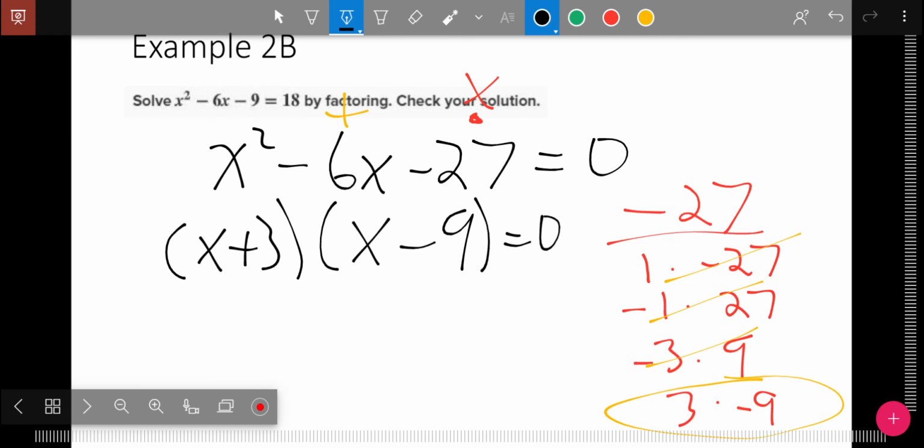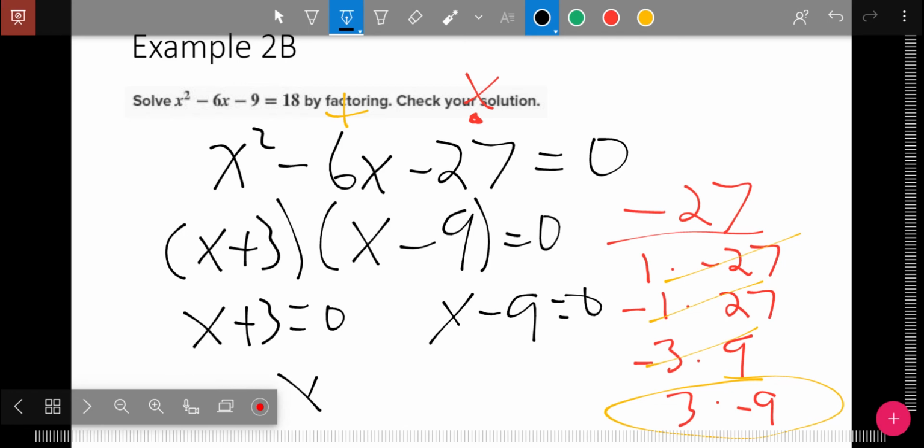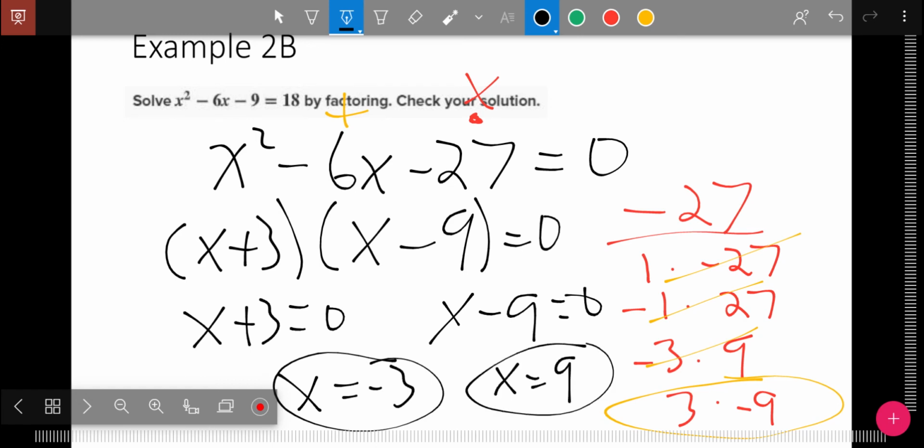And I set each part individually equal to 0 and then solve each part. And so I get negative 3, minus 3 to both sides. Add 9 to both sides, I get positive 9. So those are my solutions or roots to this equation. And that is the gist of it.